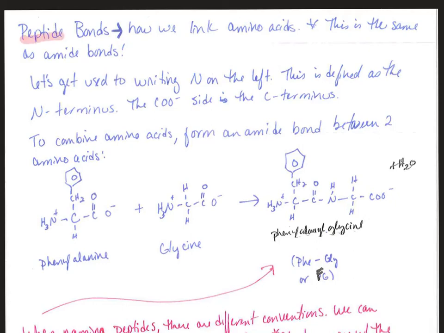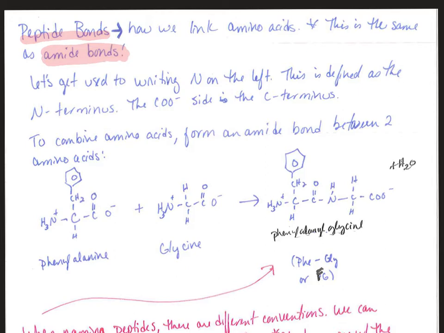Peptide bonds are how we link amino acids together. These are the same things as amides. And so actually, when we've made amides before in this class, you already learned how to make a peptide bond. And that's the cool thing about it.